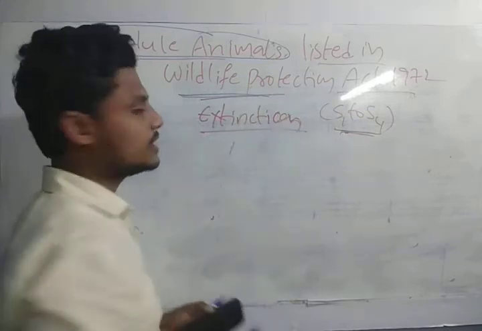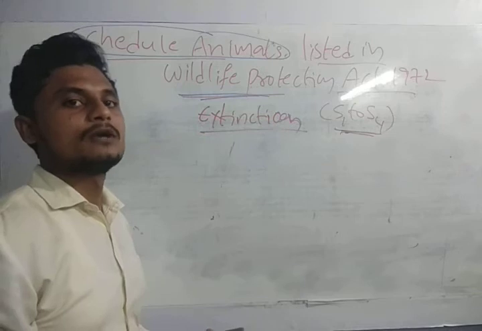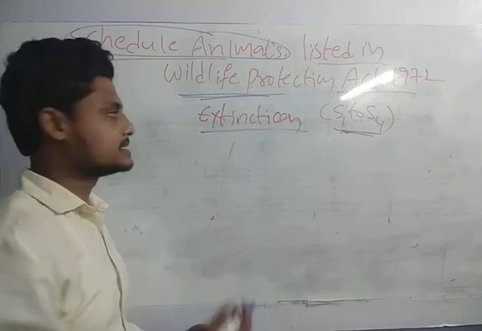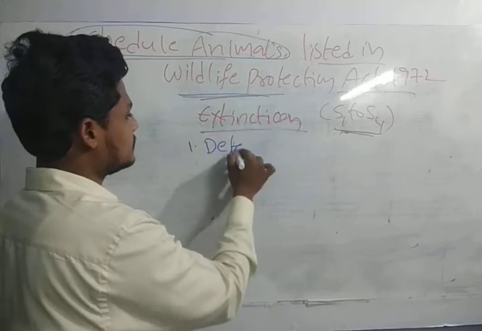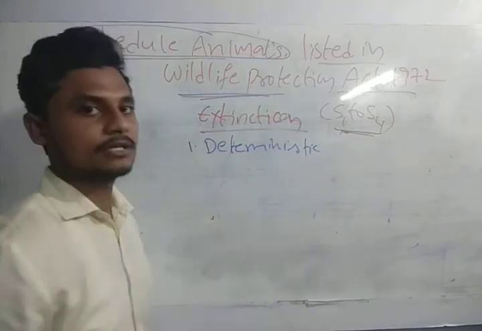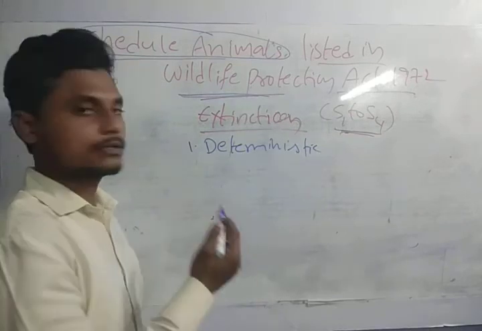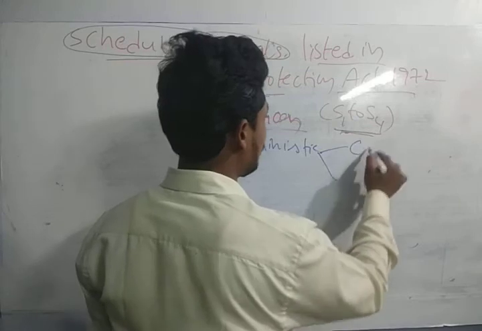Okay, extinction of species, guys. Species will be extinct for different purposes, for different reasons, for different regions. So if you take the first process, that is the deterministic process. We have different processes of species extinction. The deterministic process deals with cause and effect.